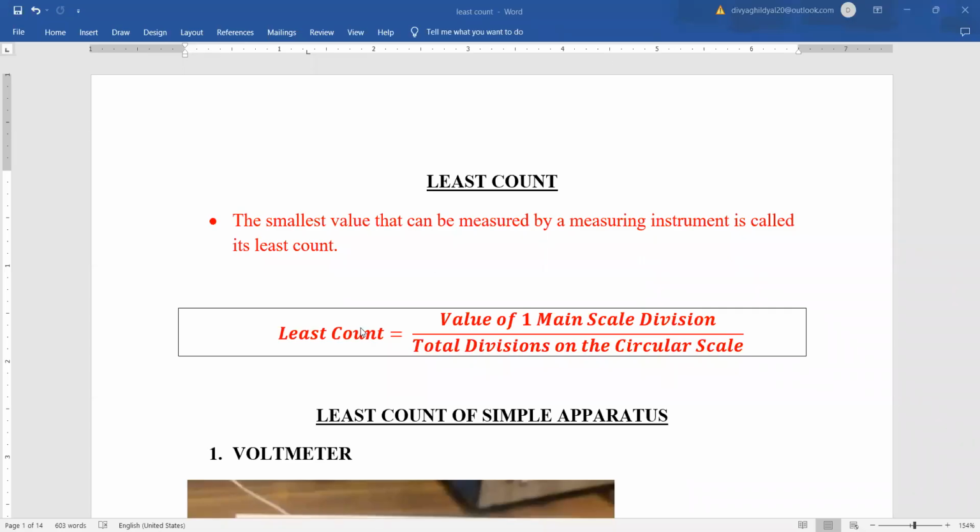Hello students, in today's video lecture, we will discuss the least count of very simple apparatuses which we come across in the physics lab during our graduation program.